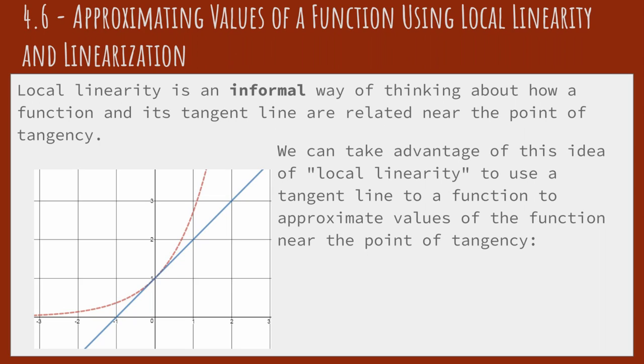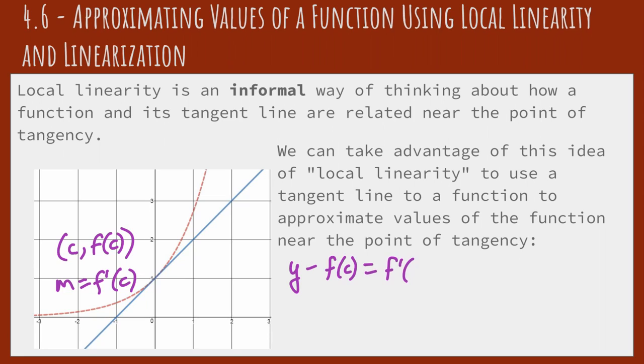Remember, to get the equation of the tangent line, we need both a point, which I'm going to call c, f of c, and we need a slope, which is going to be f prime of c. And using those two things, we can write the equation of the tangent line. So in this case, it's going to be y minus f of c equals the slope, which is f prime of c, times x minus c. So that's point-slope form.